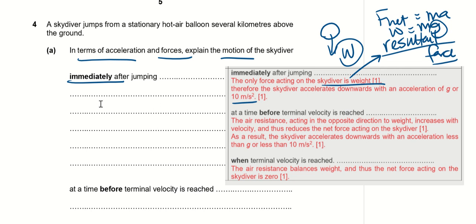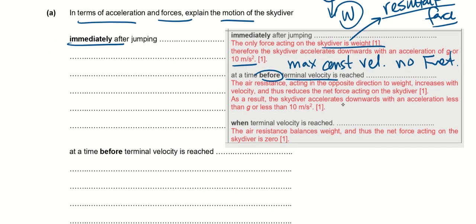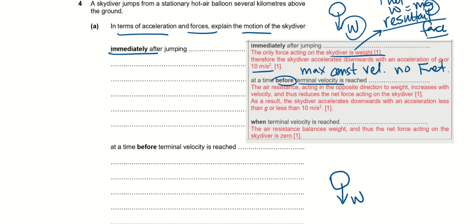The next question is also in terms of acceleration and forces: explain the motion of the skydiver at a time before terminal velocity is reached. What is terminal velocity? Terminal velocity is the maximum constant velocity, which means there is no F net. But they want a time before terminal velocity is reached. As the skydiver continues falling, there is still a constant weight acting on him.